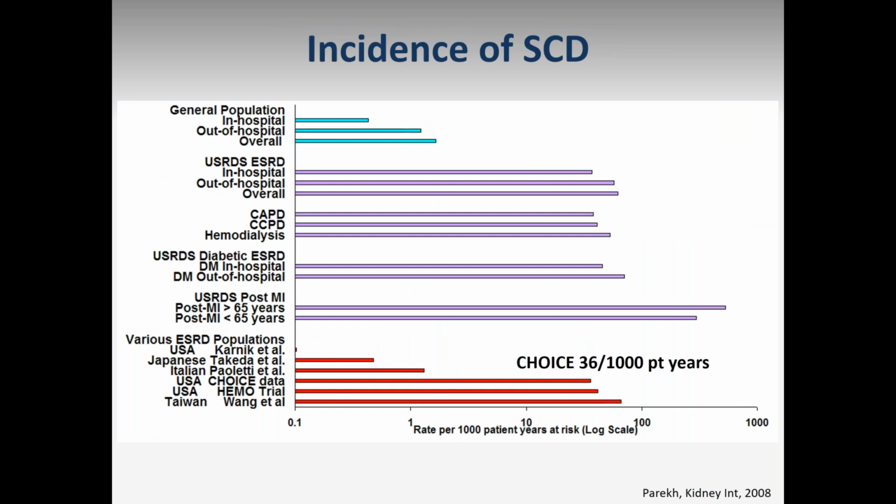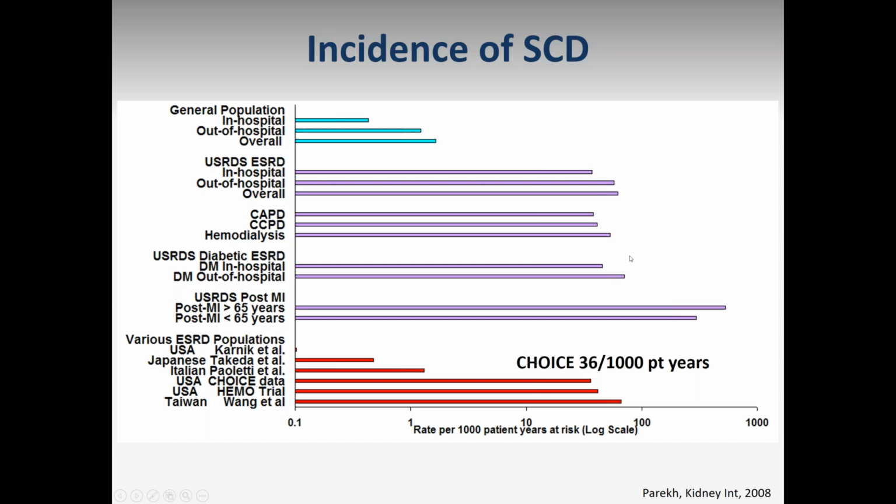When you take a look at the incidence of sudden cardiac death overall, it appears quite low, in that it's on average about 40 per 1,000 patient years. But you can see that in the general population the risk of sudden cardiac death is probably about 5 per 1,000 patient years. But the moment you have dialysis, it increases quite substantially. It's pretty much the same whether you're on PD or hemodialysis. So even PD patients are at risk.